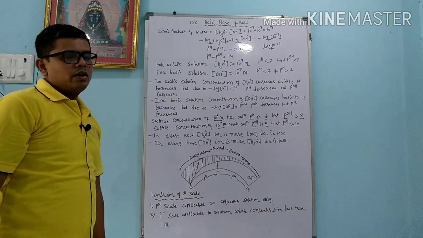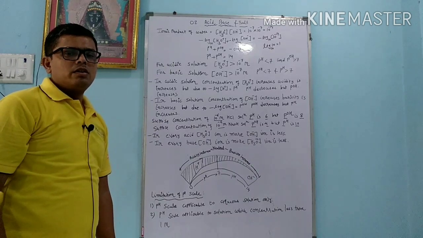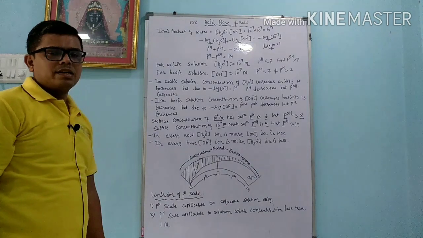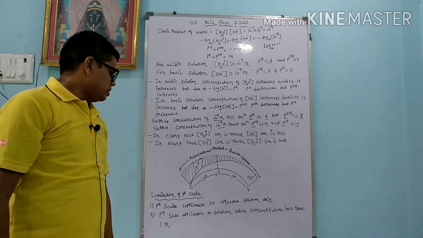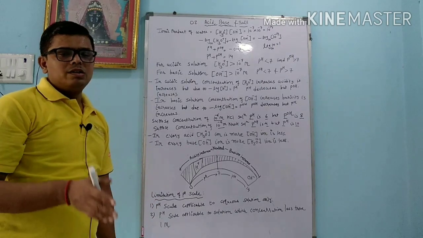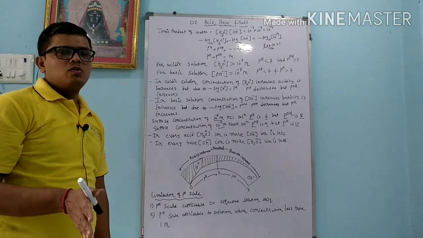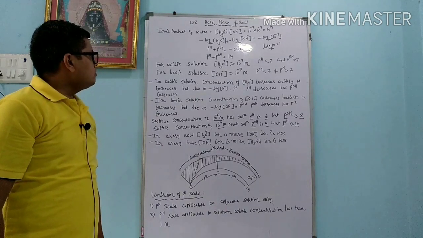Limitation of the pH scale. The pH scale is applicable to aqueous solutions only, in which water is present in a large amount. Aqueous means excess of water. The pH scale is applicable to solutions whose concentration is less than 1 molar, because we know that log 1 value is 0, so it is applicable to those solutions whose concentration is what? Less than 1. So this is all about the pH scale.